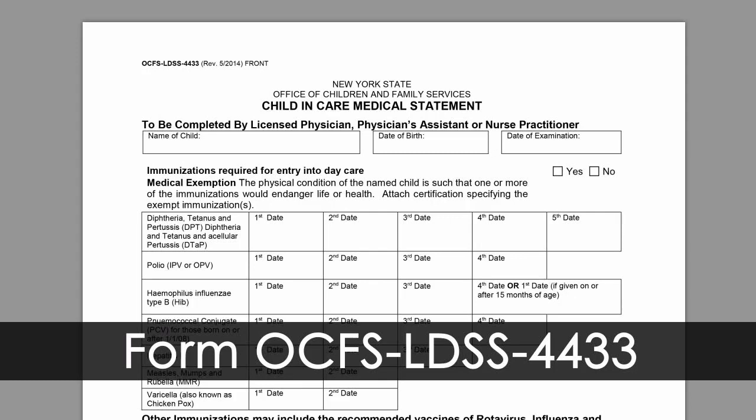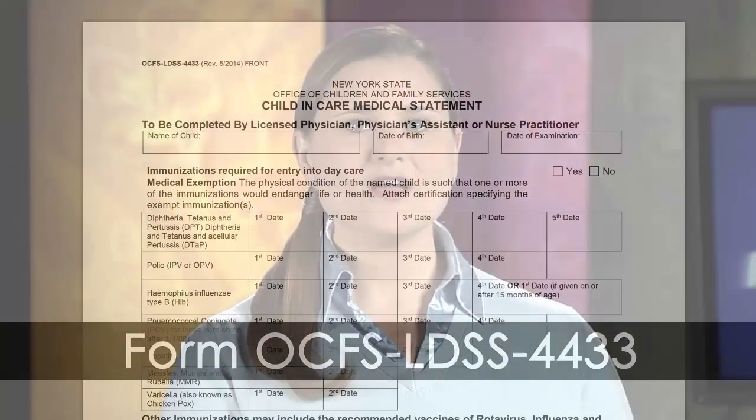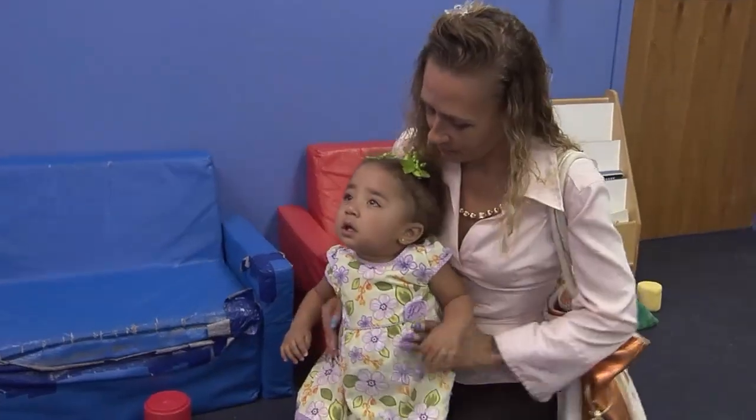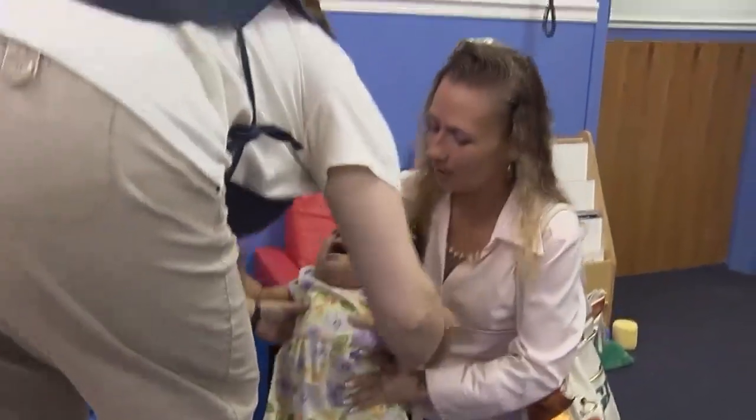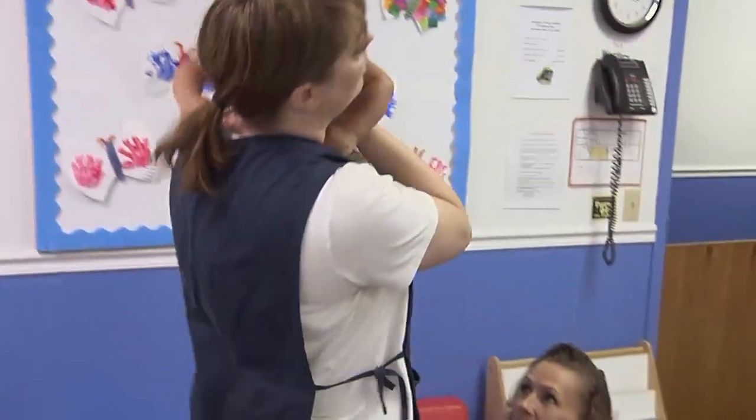Let's take a closer look at what information this form can provide and then determine what you need to do with this information. The Child in Care Medical Statement will help you understand the child's current health status. It's a good way to help families understand that young children need ongoing preventive health care.